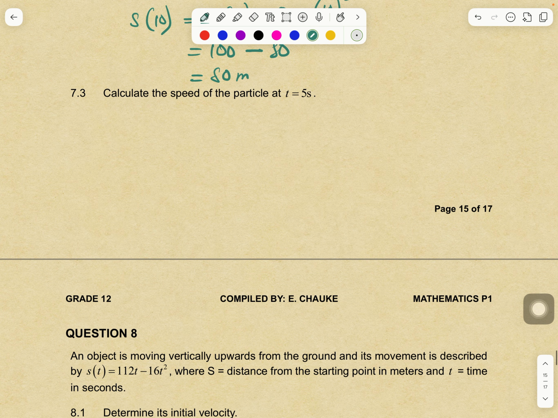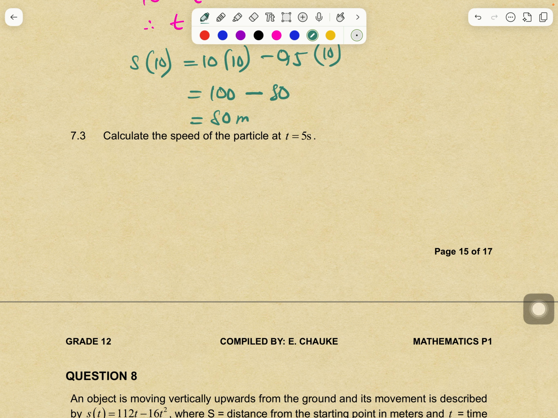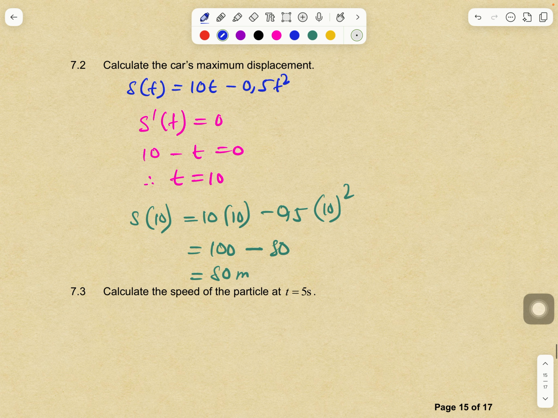That's what we get. Now, they say calculate the speed of the particle at a time t. So, do you have the speed equation? Let's check. It's the first derivative.